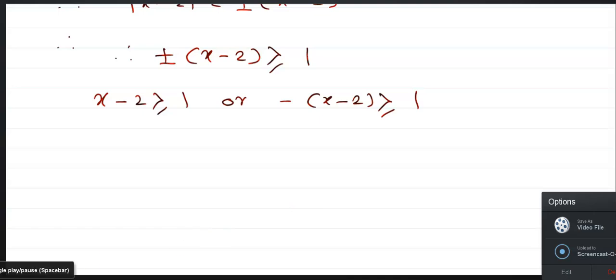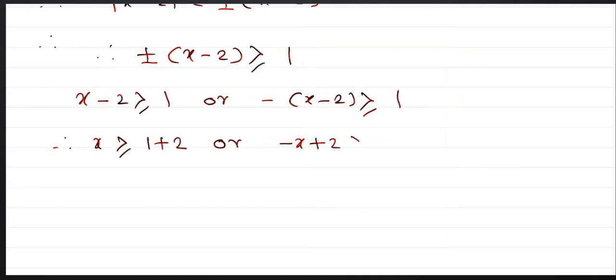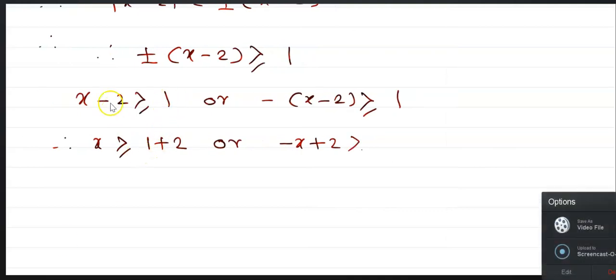Now see this. If we add 2 on both sides of the first inequality, then minus 2 and plus 2 get cancelled. x is greater than or equal to 1 plus 2, that is, x is greater than or equal to 3. And for the second, if we simplify, you will get minus x plus 2 greater than or equal to 1.